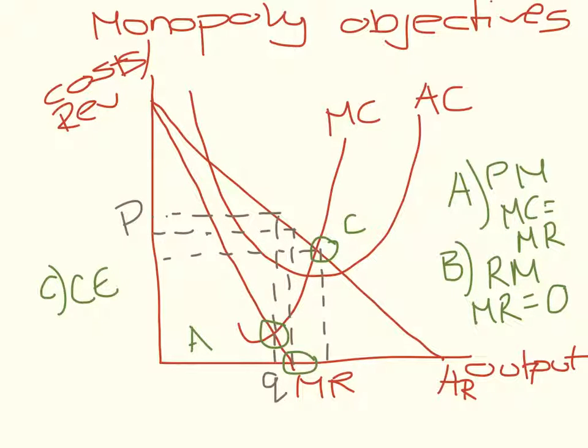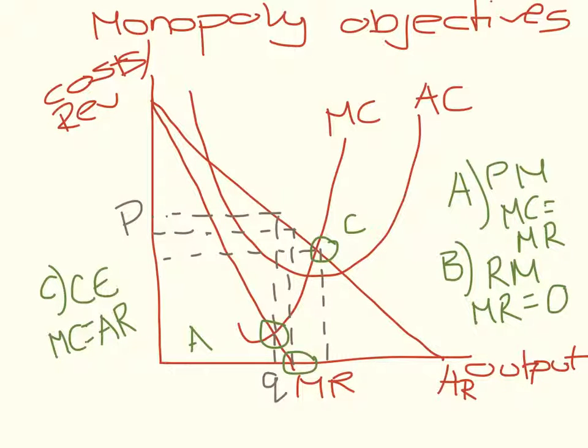Don't use these abbreviations in your exam because the examiner won't know what you're talking about. It's just hard for me to write out full sentences on the iPad. So this is going to be where marginal cost equals average revenue, and that's the competitive equilibrium.